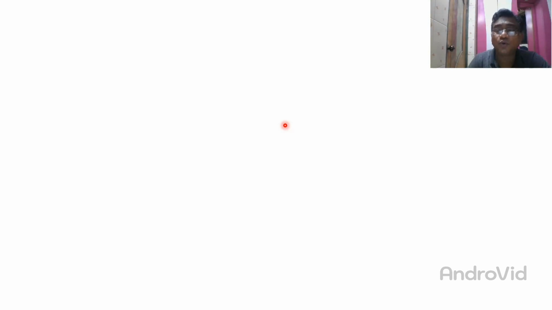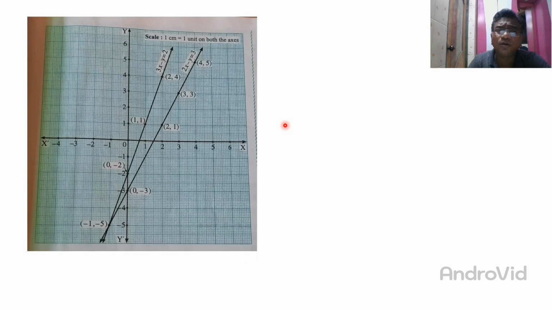Then here we have the points. The first equation I took is 3x minus y is equal to 2, and the first point you get is minus 1, minus 5. See, the x coordinate is minus 1. But first remember, this is the graph paper, and on this graph paper you must write the scale on the uppermost portion.